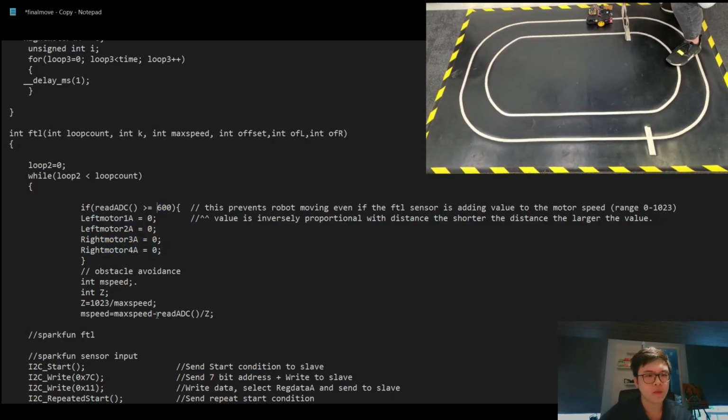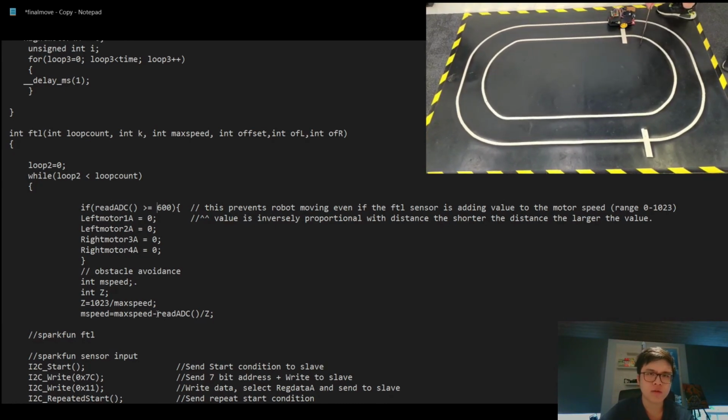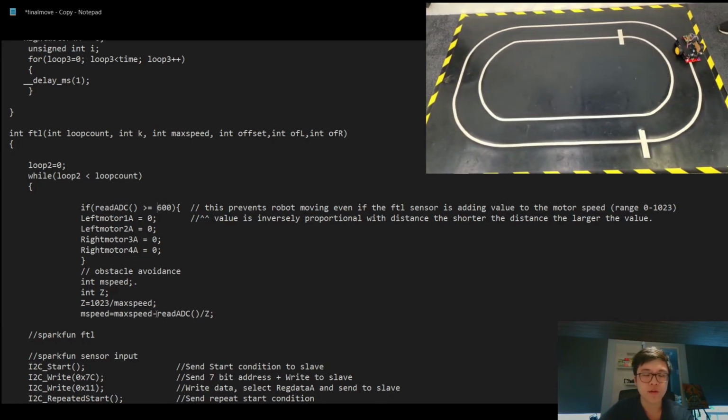We saw no problem during implementation. And that's it. That's how we did our advanced objective.